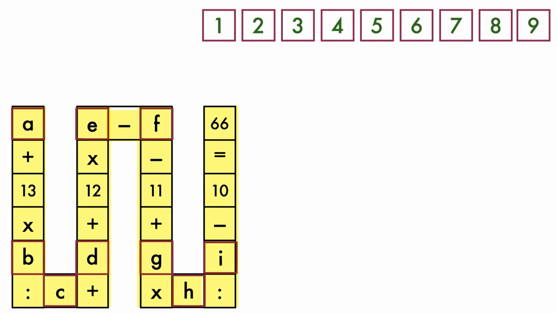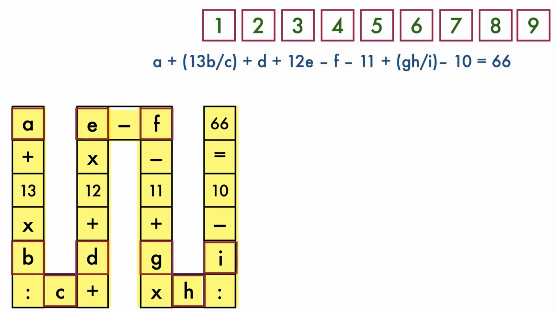Now the equation can be written as A plus 13B over C plus D plus 12E minus F minus 11 plus GH over I minus 10, which is equal to 66. We are trying to find A to I, which we know are some combination of the digits 1 to 9. Before we even look for a solution, consider the total number of ways we could fill in the snake. There are 362,880 possible combinations of the digits 1 to 9 placed in 9 slots. But we can solve this problem easily by simplifying the equation.